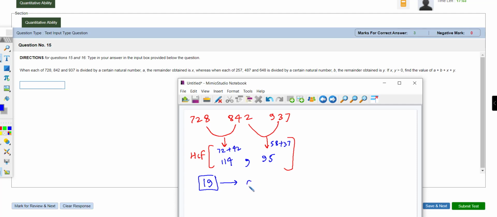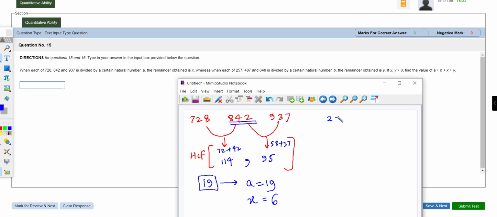So we can say that the value of a is equal to 19 and the value of x is the remainder. If we divide any of the numbers by 19, the remainder is going to be how much? 19 4s are 76, the remainder is 6 here. So the value of a is 19 and the value of x is 6 here. Okay, same method we are going to use in the second statement.